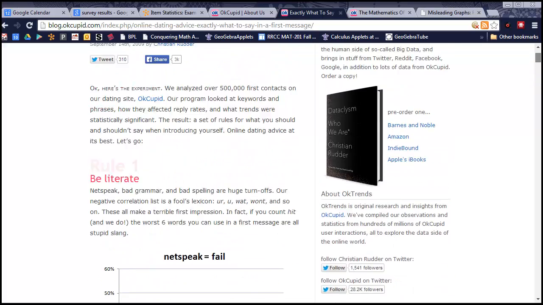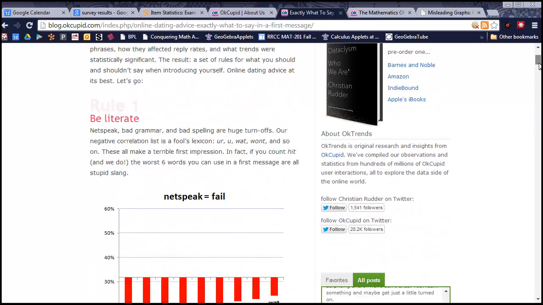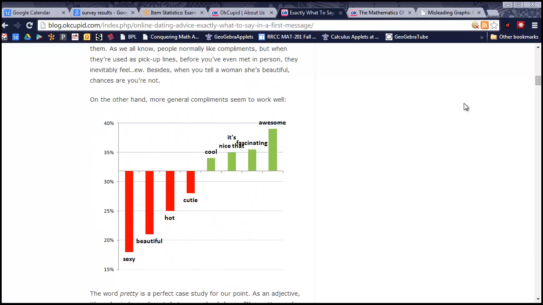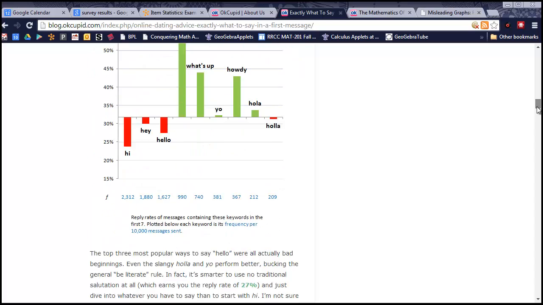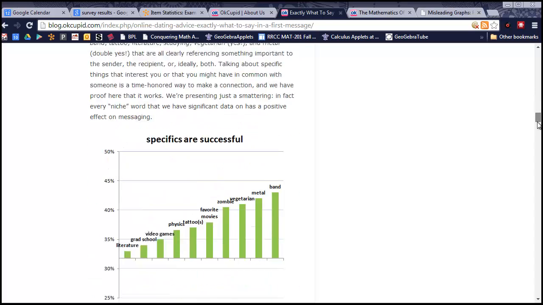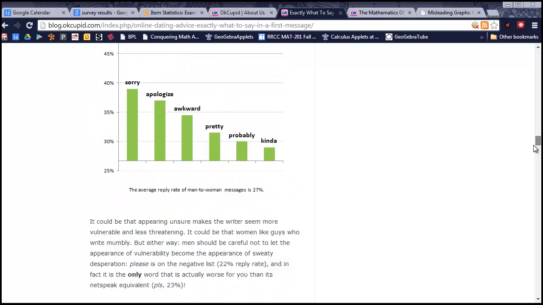This article was talking about what to say when you send a message to someone, what words to use. This is a bar graph. It's a little different than usual because they're putting the axis not at 0%, but at what the average would be. So these green bars, people who used those words, the percentage of people that responded was higher than average, and then the red bars, the percentage was lower than average. If you scan through here, you can see different bar graphs like this.